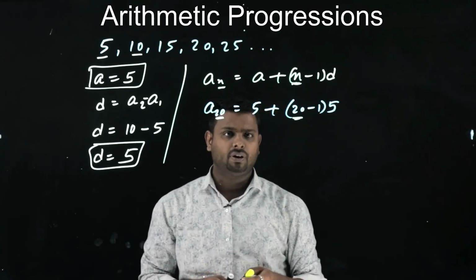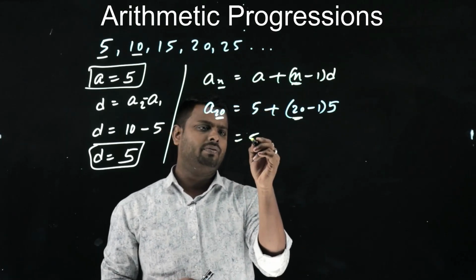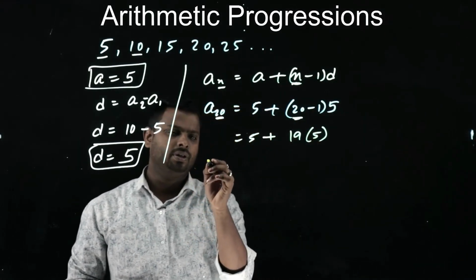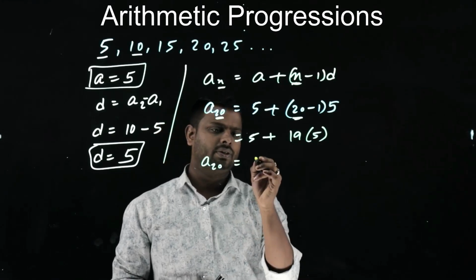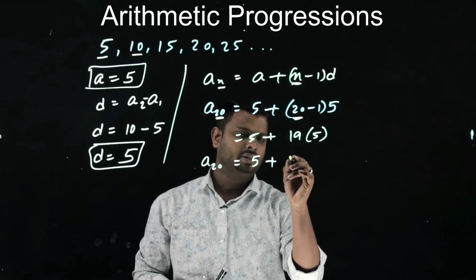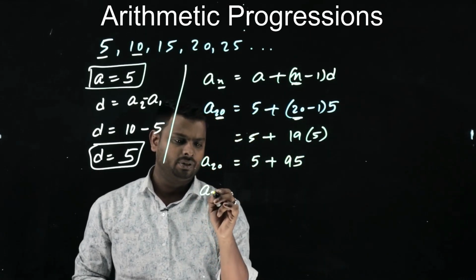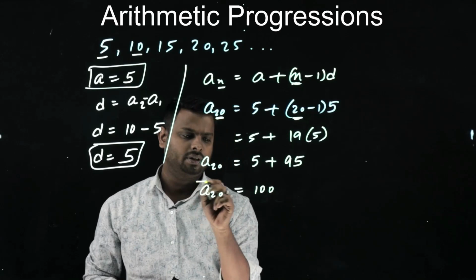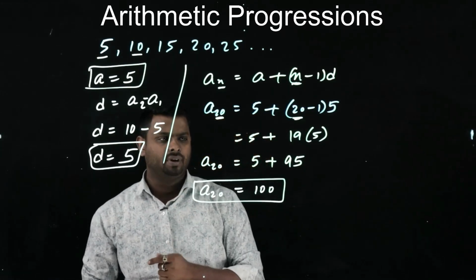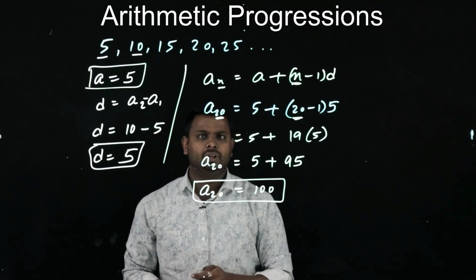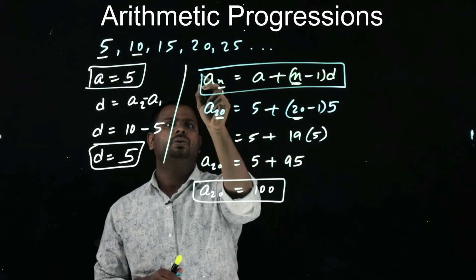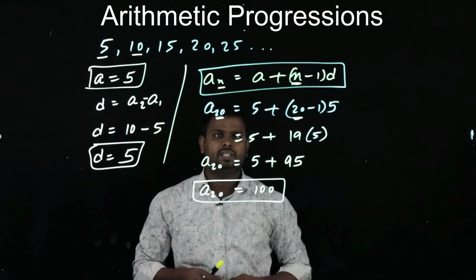When you solve it further, what do you get? 5 plus 20 minus 1 is 19, into 5. So your a20 is 5 plus 95. So your a20 is 100. That means whenever you are asked to find the nth term, you can use this formula: an is equal to a plus (n minus 1) d.